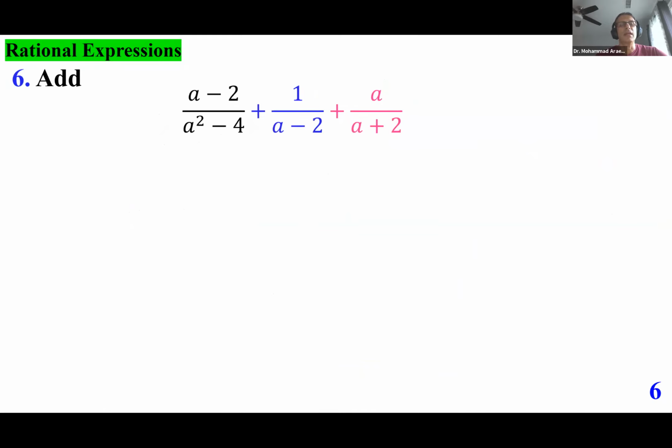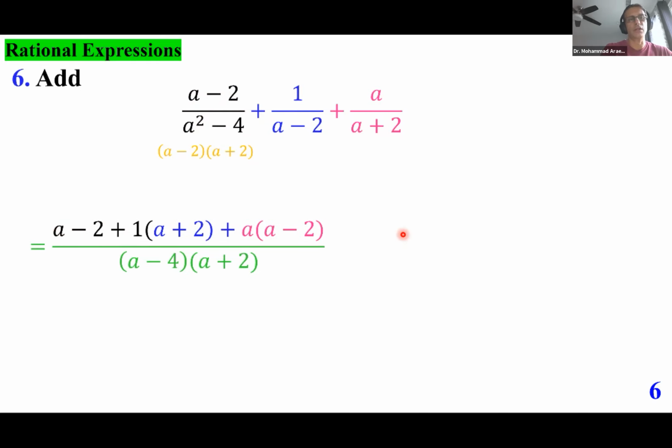We do the same thing. Every denominator must be factored out. So it's only the first one that we need to factor into a minus 2, a plus 2. And therefore, that becomes a common denominator or LCD. So the first fraction doesn't change. Plus the second one, you see a minus 2, a plus 2 is missing. So 1 times a minus 2, 1 times a plus 2. For the second one, a plus 2, so a minus 2 is missing, a times a minus 2.